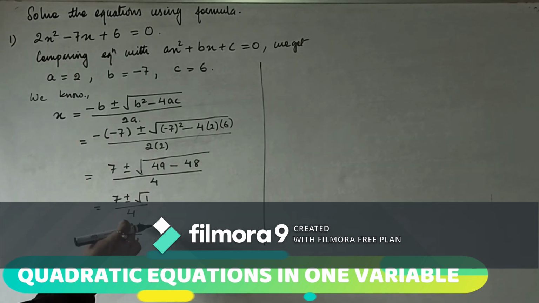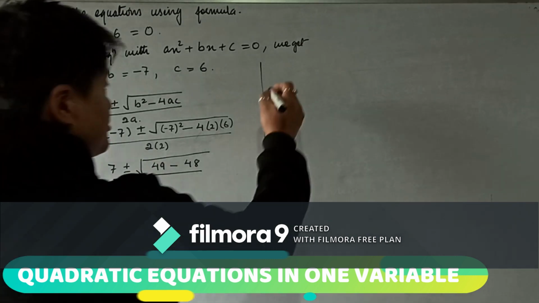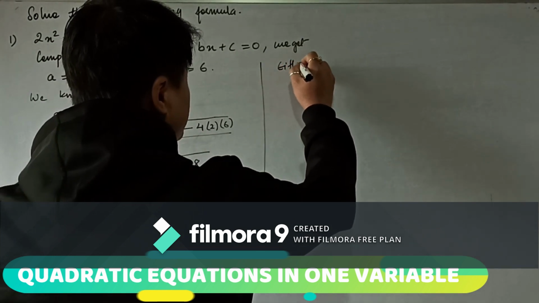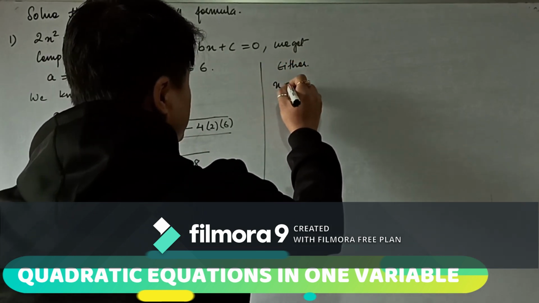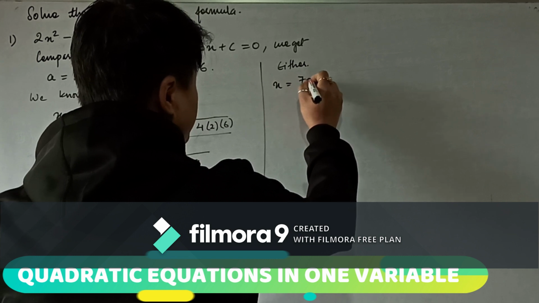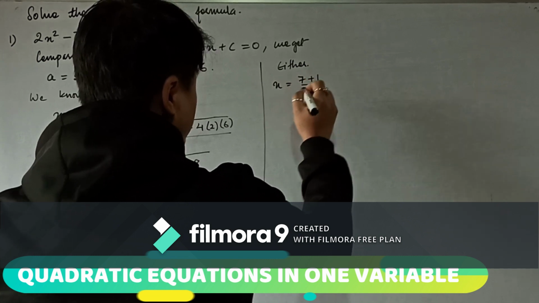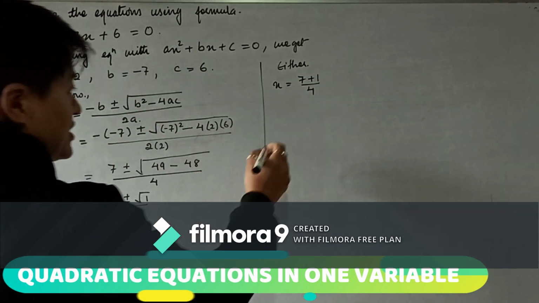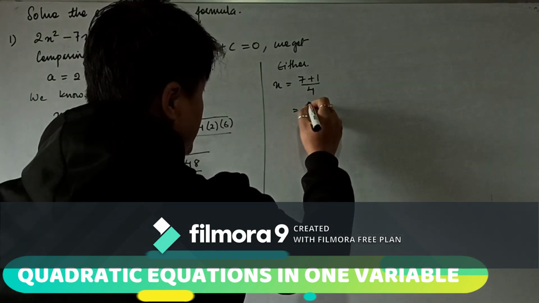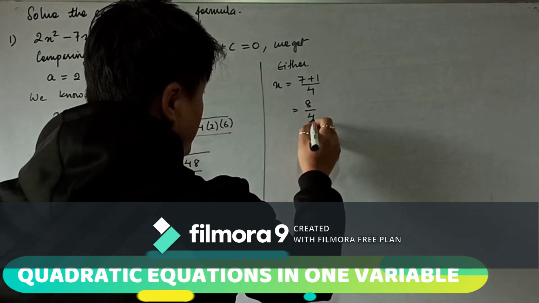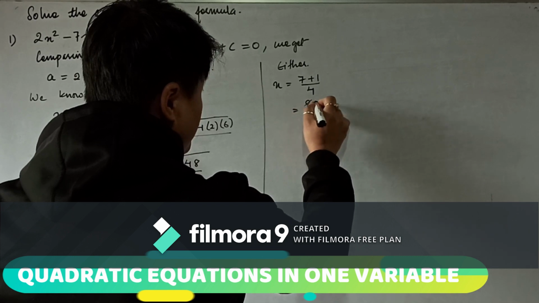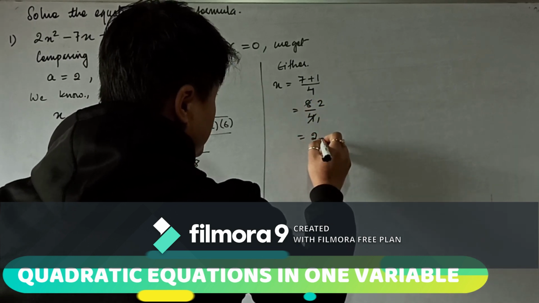X has two values because here plus and minus is here. Then we write here either x is equals to 7 plus 1 divided by 4. Only will take one sign here. This will become 7 plus 1 is here 8 divided by 4. 4 1 are 4, 4 2 are 8. This is equals to 2.